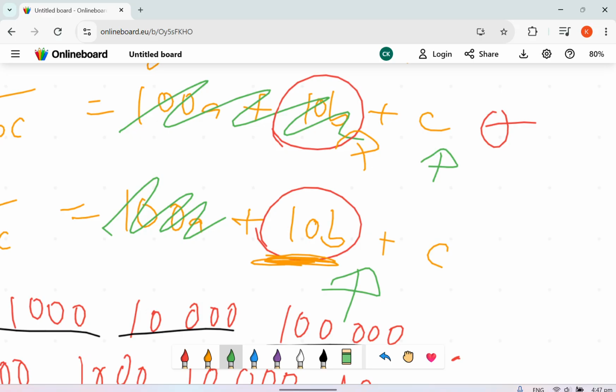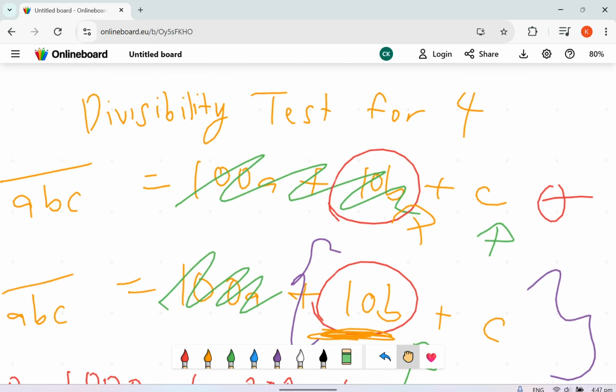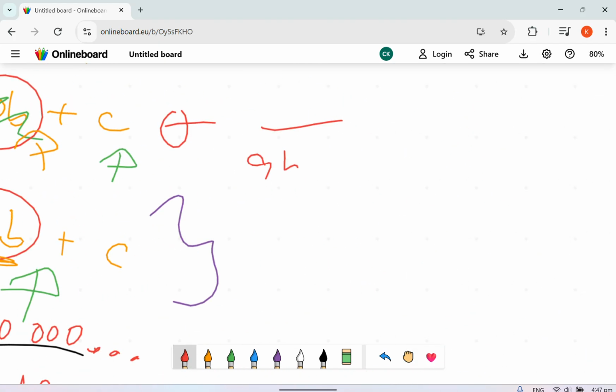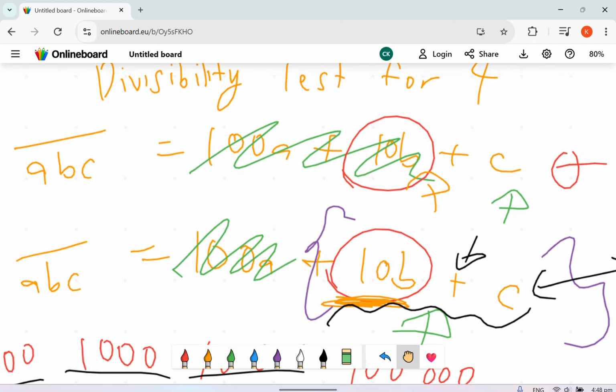Now, that is why. Notice this 10B plus C. Isn't it just the same as saying the last 2 digits? Right? Because I've explained this in the divisibility test for 2, the entire logic of why this makes sense, so I'm not gonna explain one more time. You can go watch it if you want. So same thing. That's why we can say that for this whole thing, we just need to check whether this is divisible by 4, which is the last 2 digits. I've explained it already.